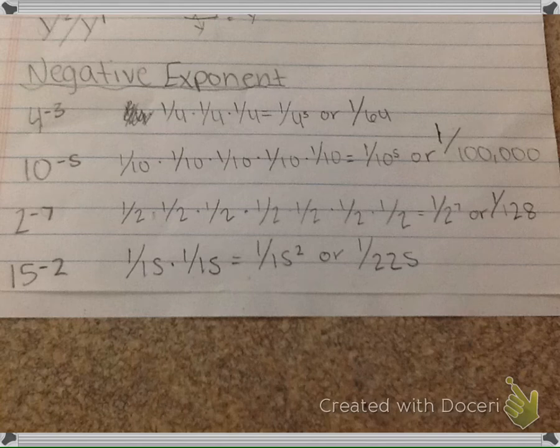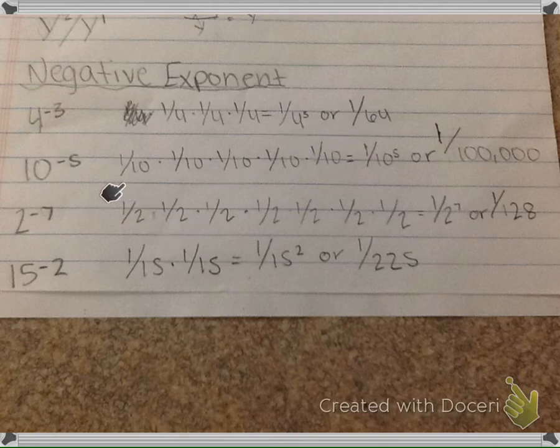Here are my answers for the negative exponent problems. So for the first problem, you're just doing 1/4 times 1/4 times 1/4 because it's 4 to the negative 3rd power. And it comes out to be 1/4 to the 3rd power. And then in standard form, it's 1/64 because you're just doing that exponent right there.